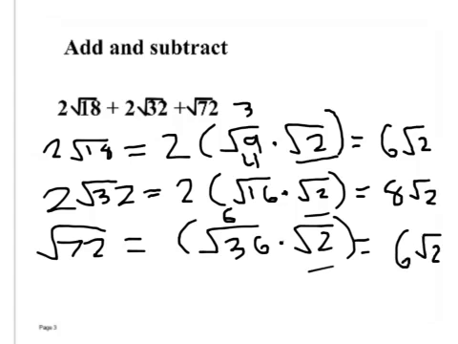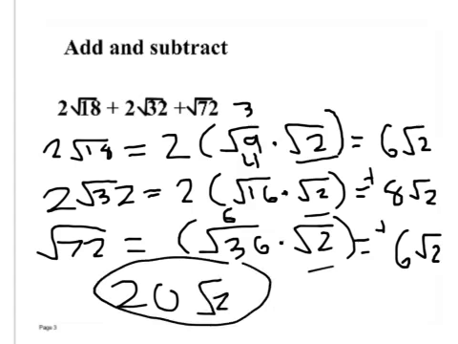Now can I add these? Yeah. Yep. 6 plus 8 plus 6. What is it? 20 square root of 2. That's our answer. You want to break these down until they all have the same radicand, which would be like if you were factoring, trying to get the same variable, right? Okay.